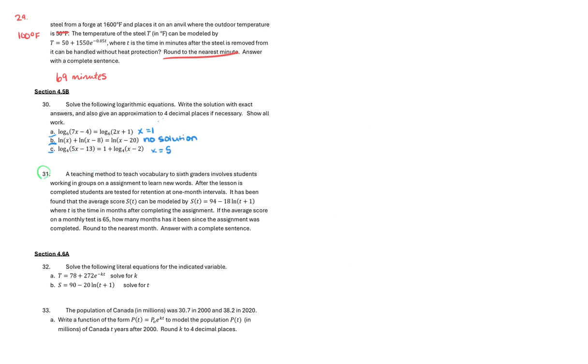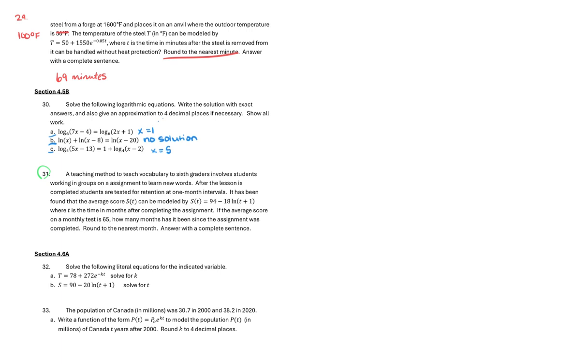Okay, number 31. A teaching method to teach vocabulary to 6th graders involves students working in groups on an assignment to learn new words. After the lesson is completed, students are tested for retention at 1-month intervals. It has been found that the average score, S of t, can be modeled by S of t equals 94 minus 18 natural log of t plus 1, where t is the time in months after completing the assignment. If the average score in a monthly test is 65, how many months has it been since the assignment was completed? Round to the nearest month.